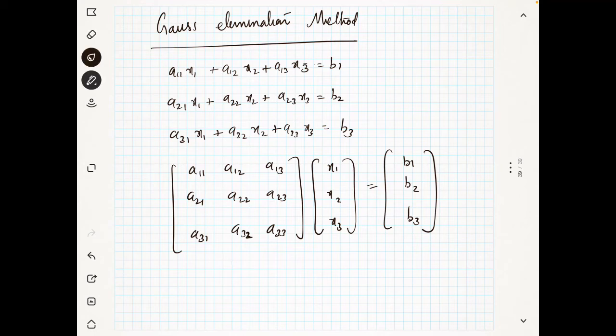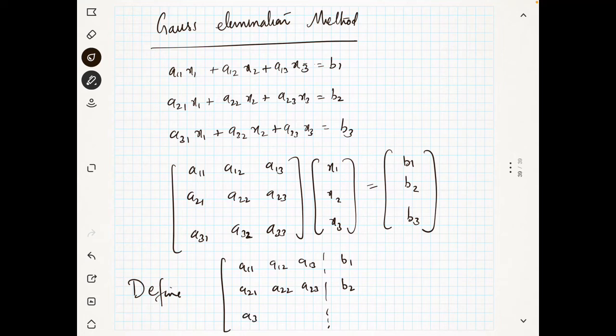We will first find an augmented matrix. So we will first define the augmented matrix as A11, A12, A13. Then I will augment my B1 also. Next, A21, A22, A23, and I will augment my B2. Now, A31, A32, and A33, and I will augment B3. So this matrix is known as the augmented matrix.